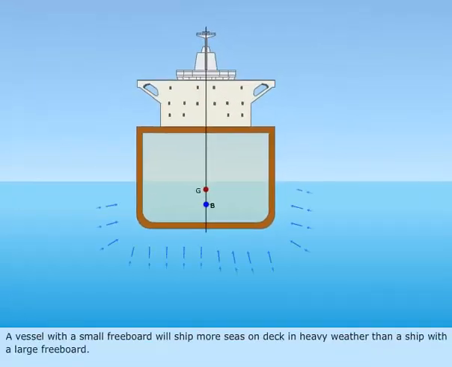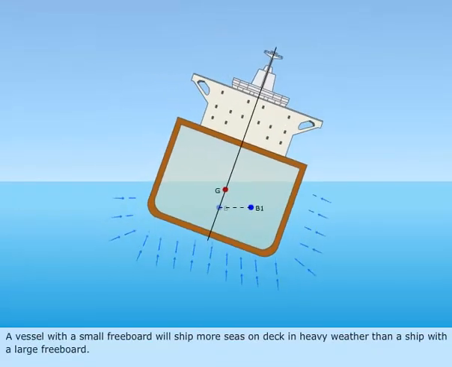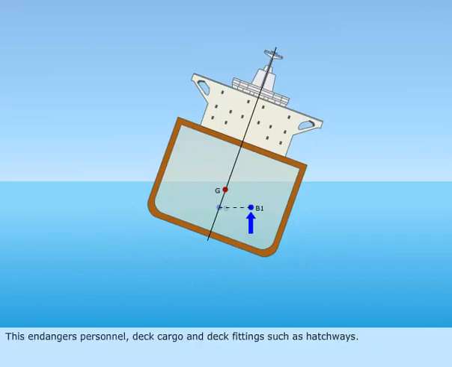A vessel with a small freeboard will ship more seas on deck in heavy weather than a ship with a large freeboard. This endangers personnel, deck cargo, and deck fittings such as hatchways.